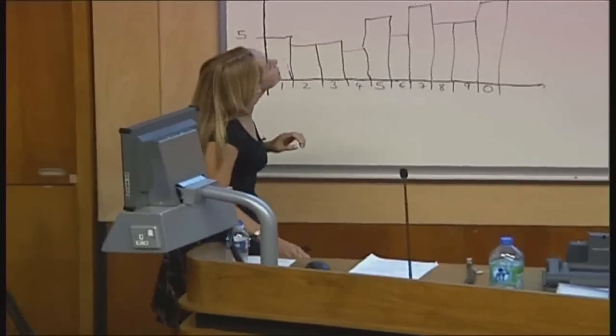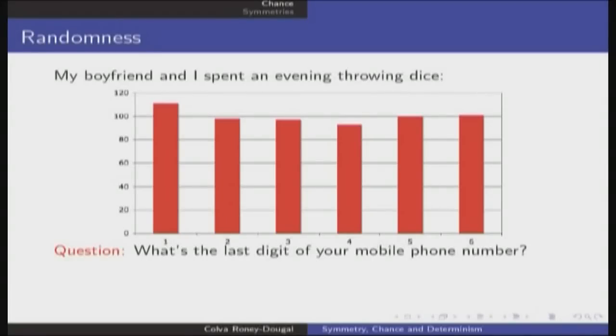So what's going on here? Well, both the dice throw and the mobile phone numbers are in some sense symmetric. A dice, you can imagine a single die. It's a cube.